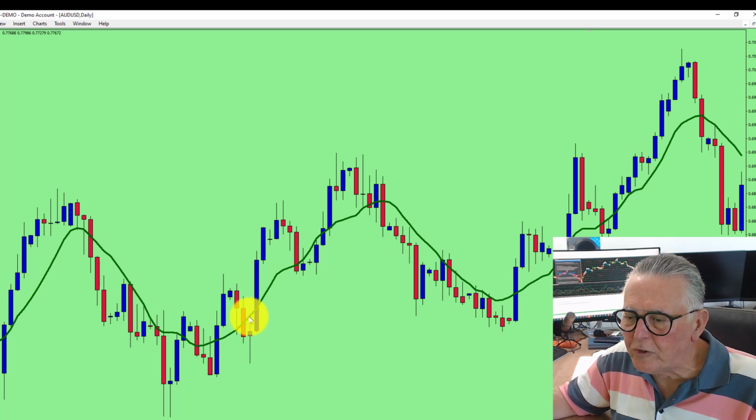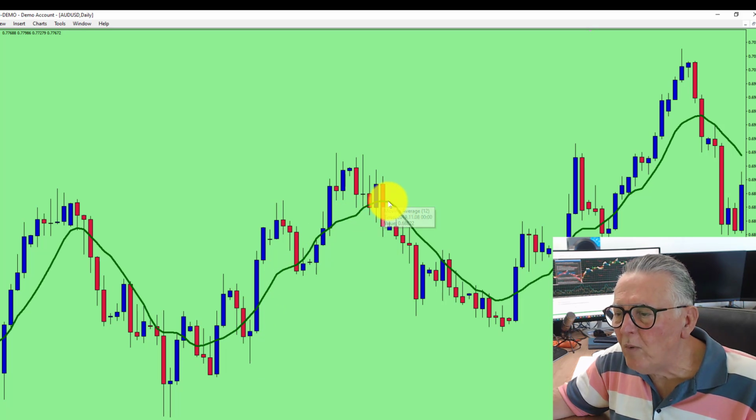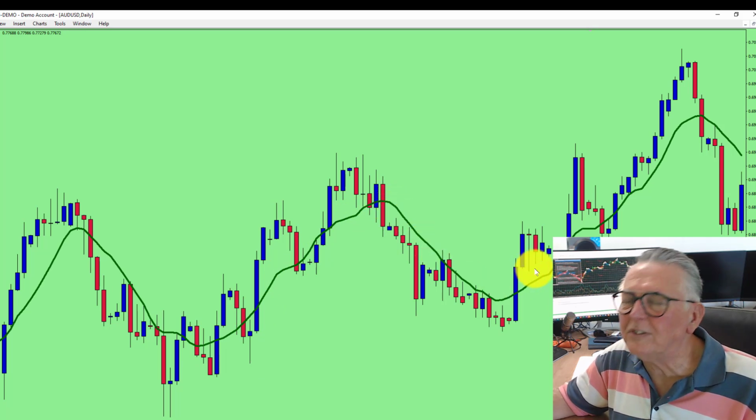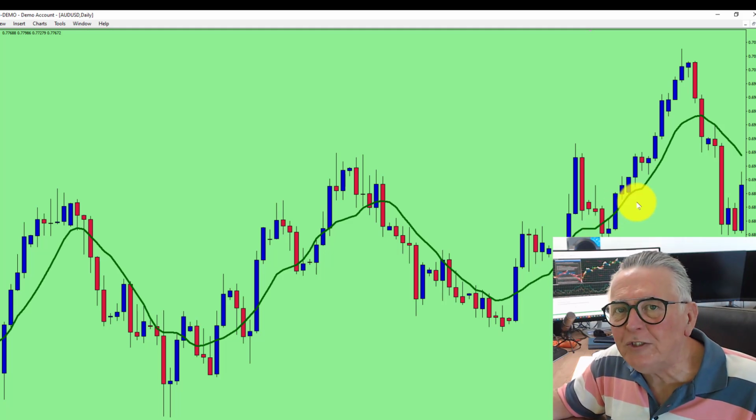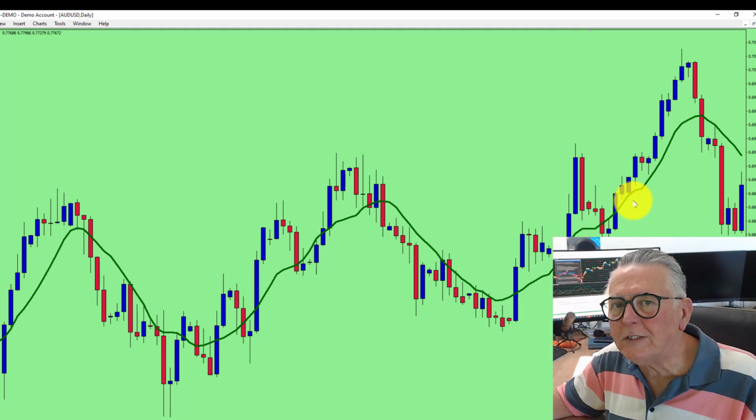And then you just continue buying. While it's pointing up, you just continue buying all the time. And then while it's pointing down, you sell, and so on. And you can see how this technique keeps you in trends for a very long time. Very effective way of trading the moving averages.